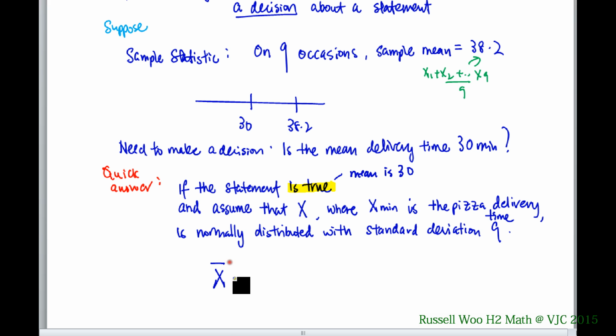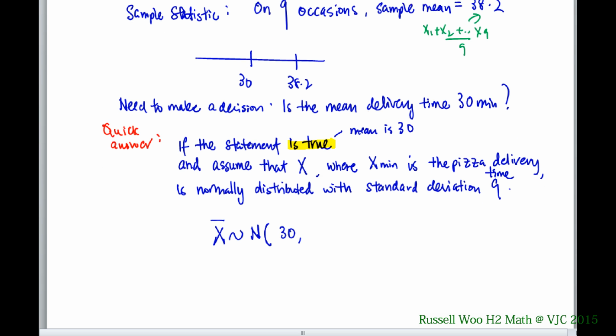Then actually x bar should follow a normal distribution. Can we recall, if x has a mean of 30, x bar should also have a mean of 30. Sorry, can I check? Do we know what is x bar? X bar means if we collect data of 9 samples, x bar is x1 plus x2 plus x3 plus x4, all the way to x9, divided by 9. This is what we mean by x bar. Follow what I'm saying? Then x bar should have variance of sigma squared over n, correct? 9.